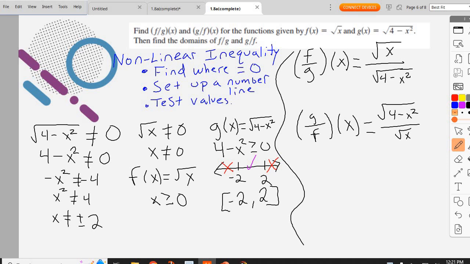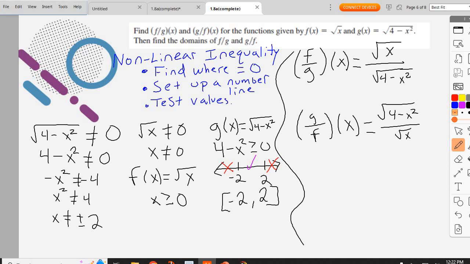First off, when I have a square root in my denominator, we needed to figure out where that equals 0. The first one was plus or minus 2. The second one, we just had a square root of x in the denominator, so that gave us x cannot equal 0. On our square root of x, remember we said that x has to be greater than or equal to 0. And on our square root of 4 minus x squared, we said that 4 minus x squared has to be greater than or equal to 0.